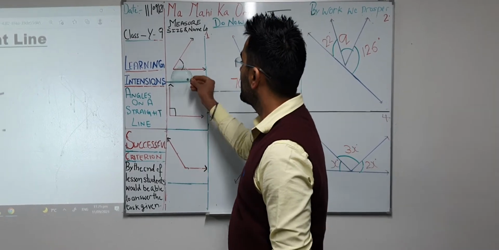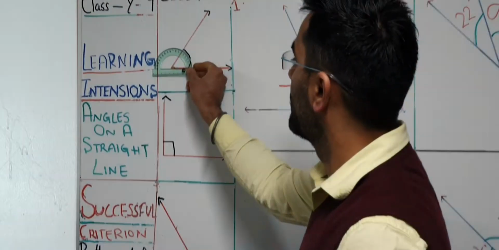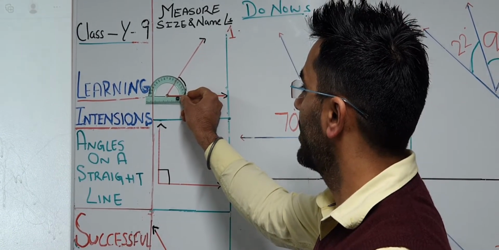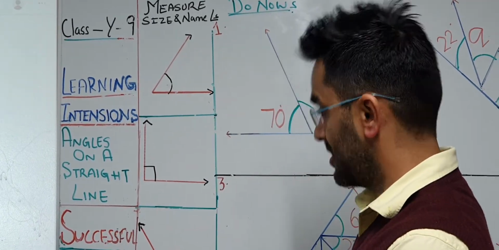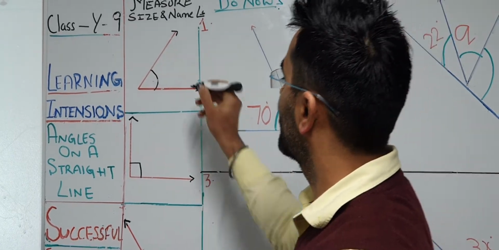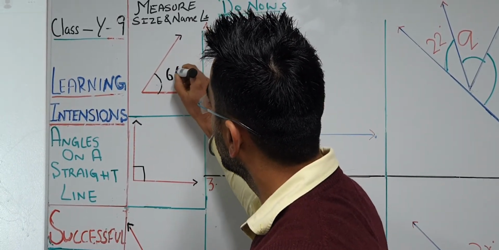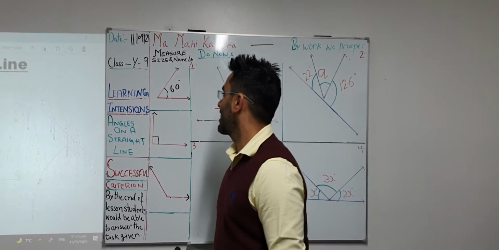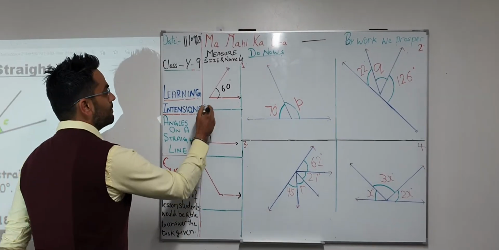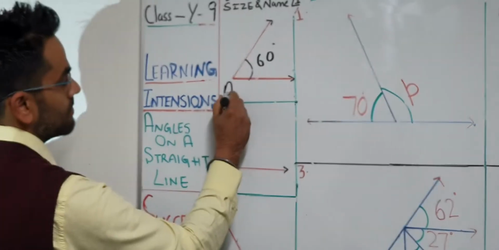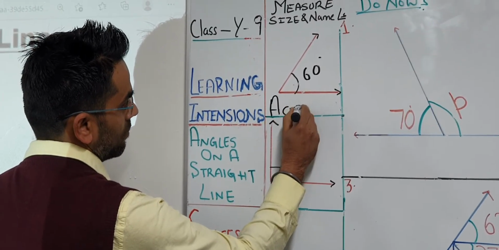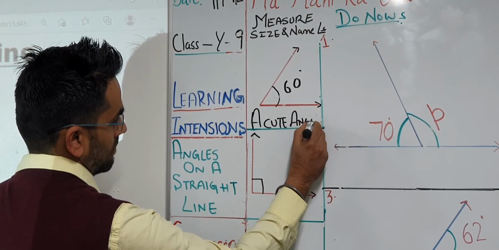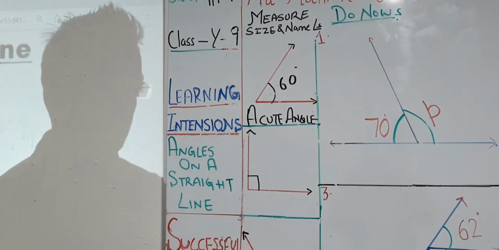So see this angle, if you measure it, this is 60 degrees, right? So that means I'm going to write it here, 60, right? And you know, the angle which is less than 90 is an acute angle. Acute angle.